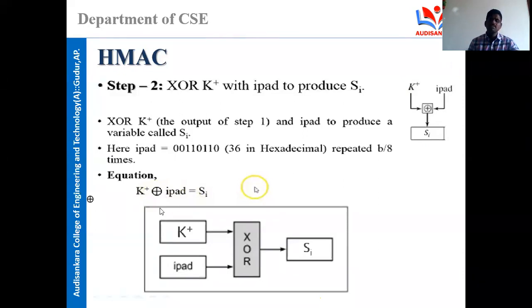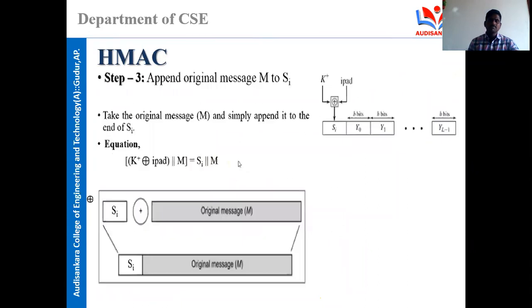See, what is the equation? The equation is secret key XOR IPAD equals SI. That you can give in a diagram also like this: secret key, that fixed value, XOR, we will get SI. That is the second step.